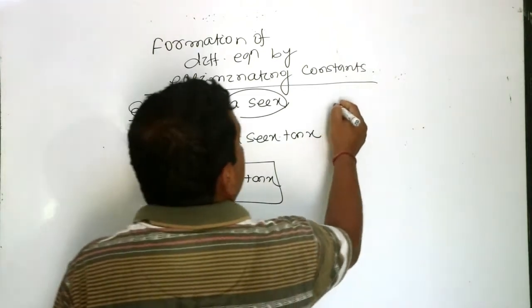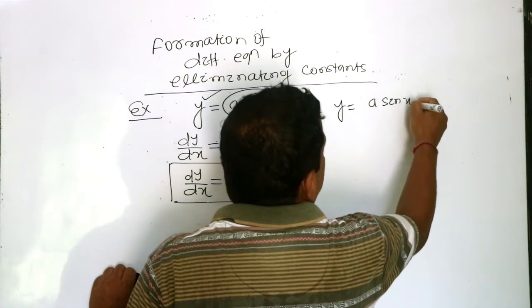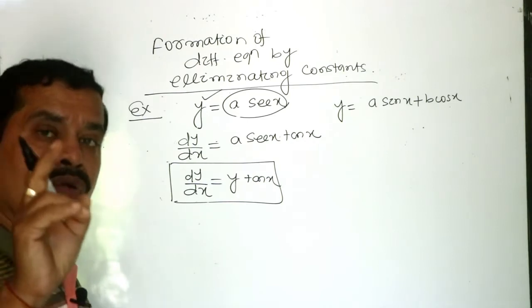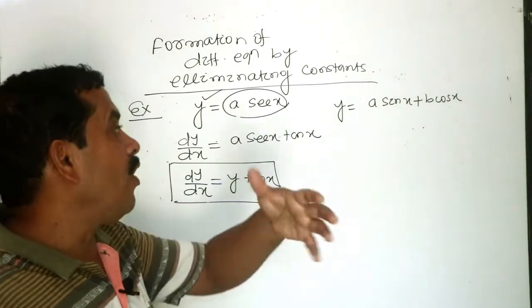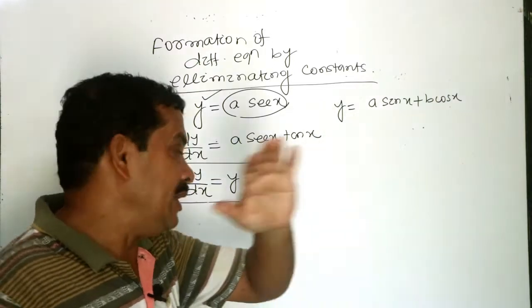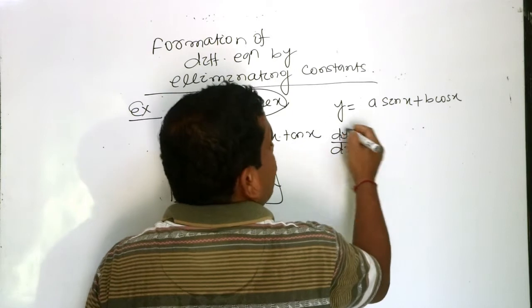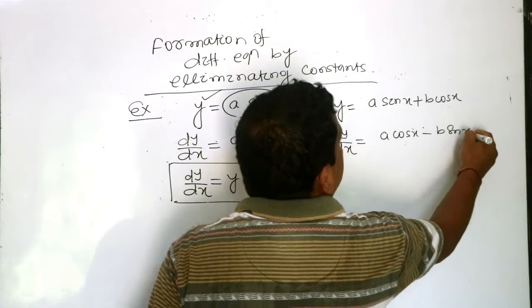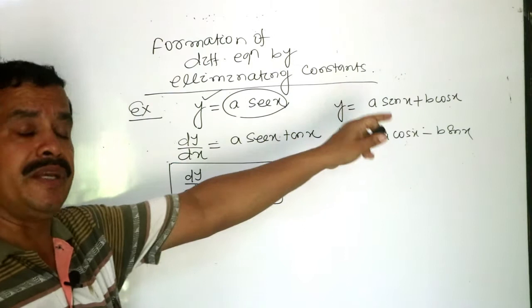If the solution has two constants, suppose y equals a sin x plus b cos x. Here the solution involves two arbitrary constants, that is a and b. We have to form the differential equation by eliminating constants a and b. That is, we have to differentiate twice. First derivative gives dy by dx is a cos x minus b sin x.